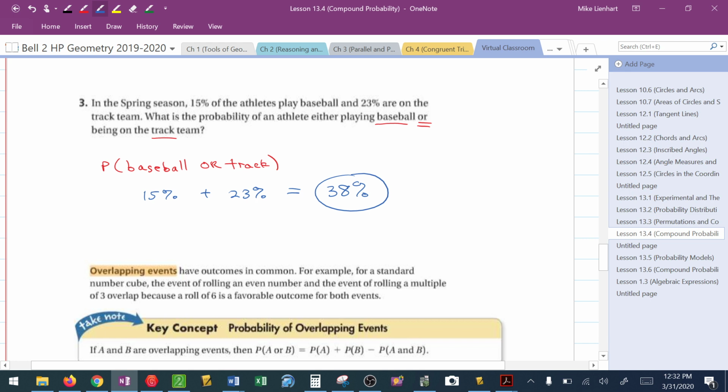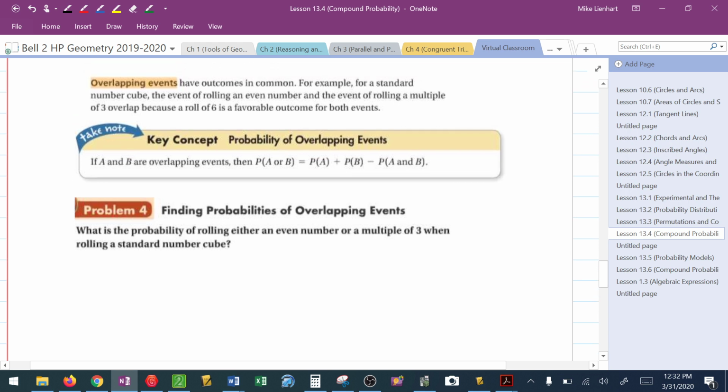All right. So our last situation is what happens if things overlap? Overlapping is very, very common. For example, if I roll a number cube, what's the probability of getting an even number and getting a multiple of 3? Well, 6 is a multiple of 3. I would count that in the probability of even, and I would count it again in the probability of a multiple of 3. I can't count it twice.